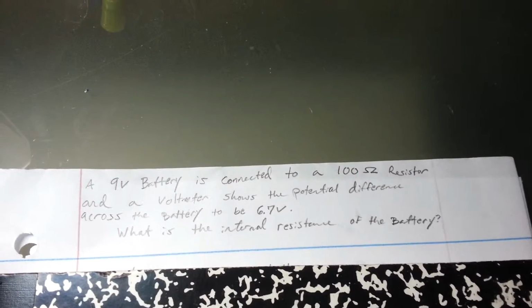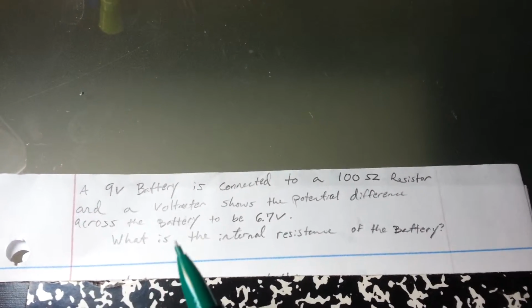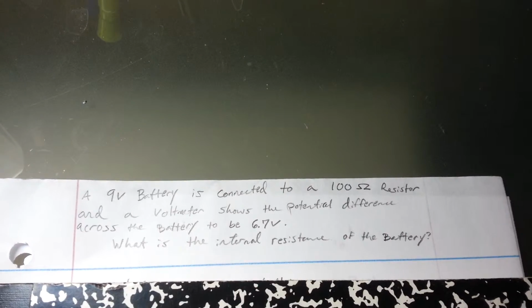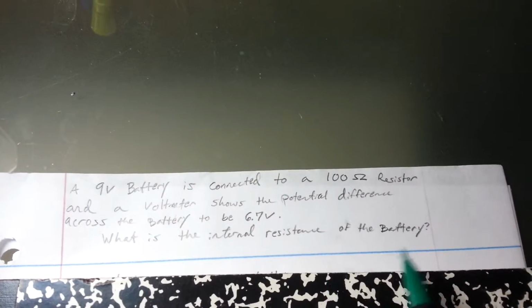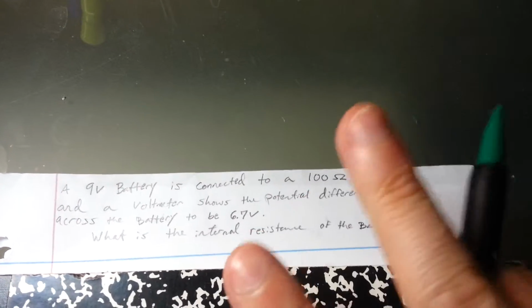So a 9-volt battery is connected to a 100 ohm resistor, and a voltmeter shows the potential difference across the battery to be 6.7 volts. So what's the internal resistance of just the battery? Well, in order to solve this, we're going to need two identities.